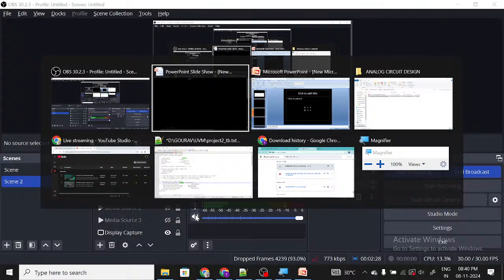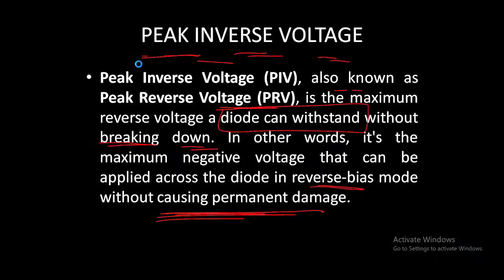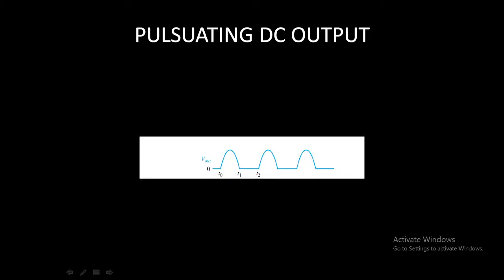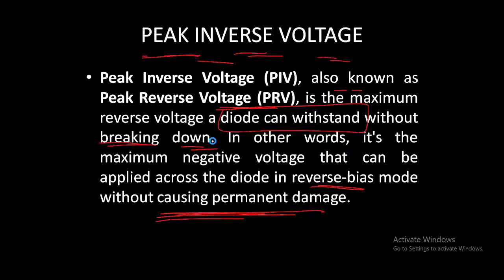Let me share my screen. So basically, in our half wave rectifier, this was the output we were getting. We only got the positive half cycles. Now let's start with the full wave rectifier.